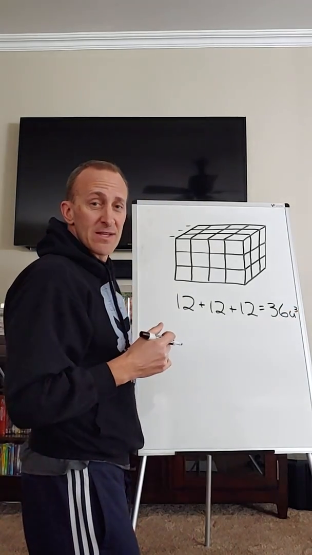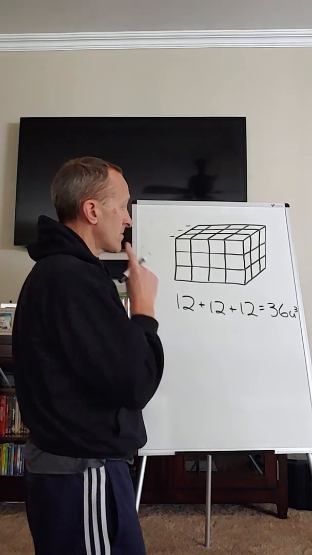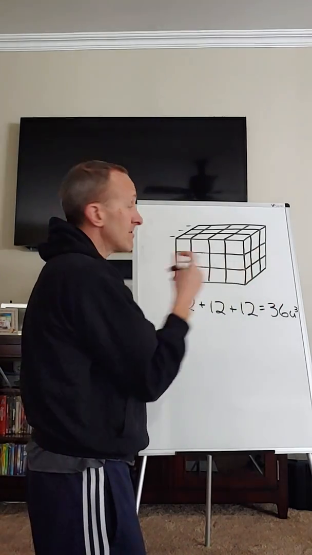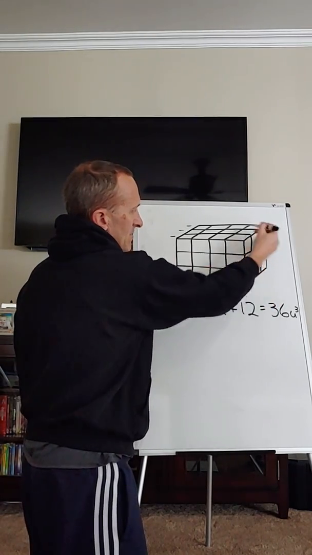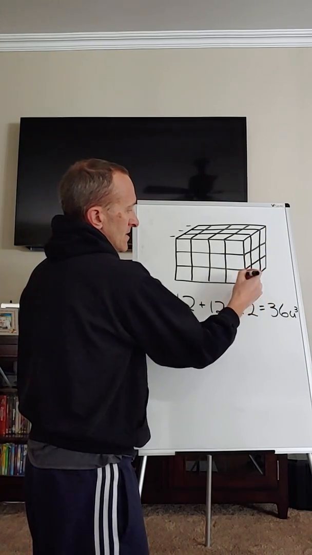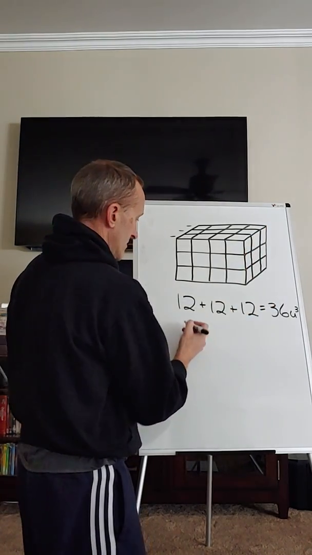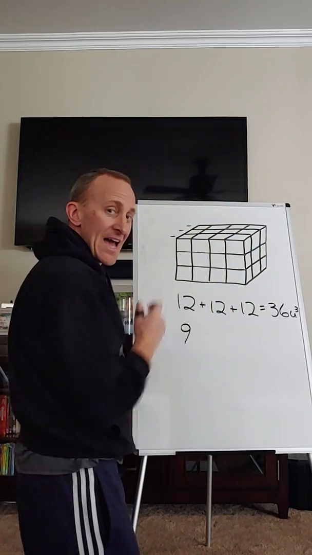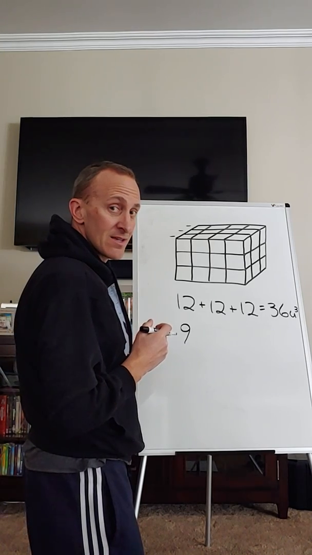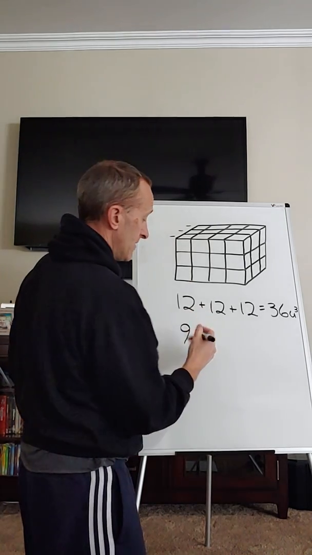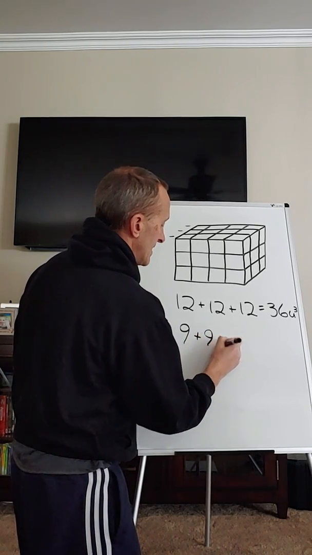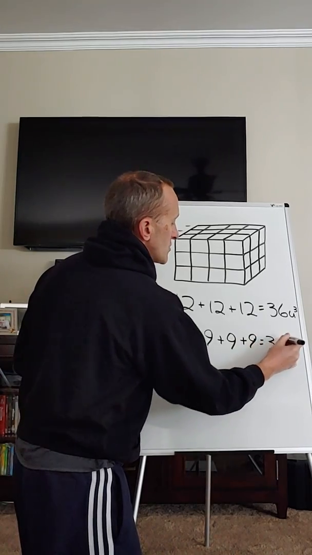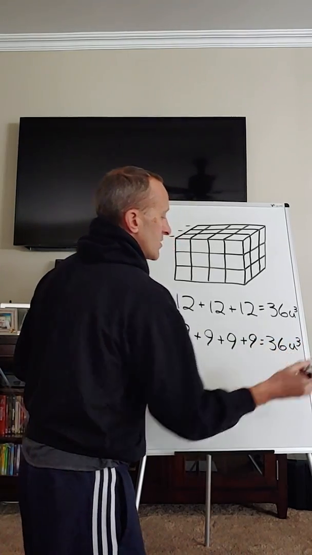Does anyone see a different way to break this one up? Oh, you could see the side. Okay, how many on the side here? How many cubes is that? 9. Okay, so we have 9. And how many layers of 9 do you see? That's right, 4. So it's 9 plus 9 plus 9 plus 9, which is also 36 units cubed.